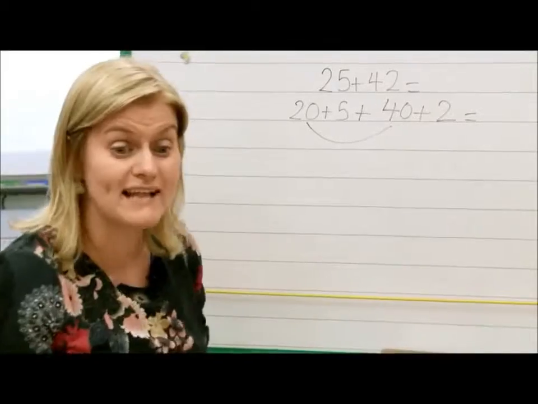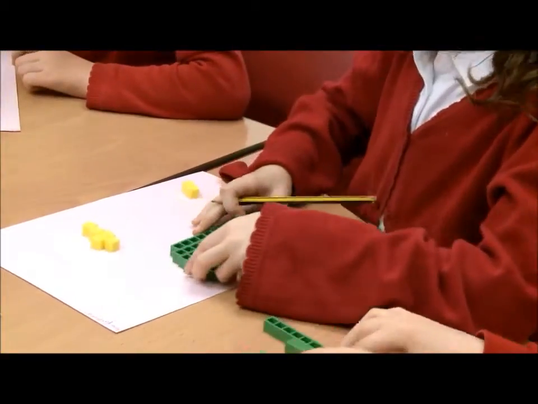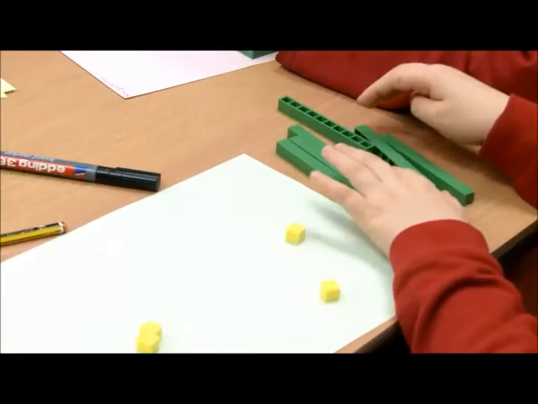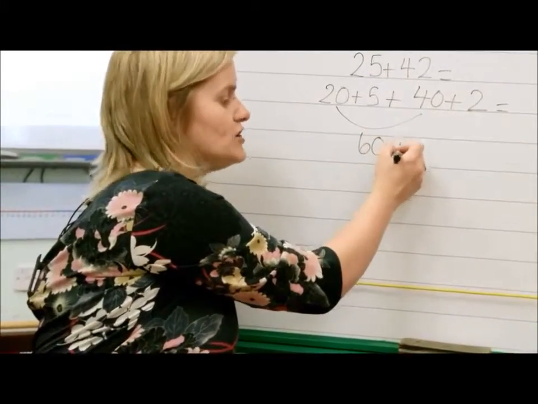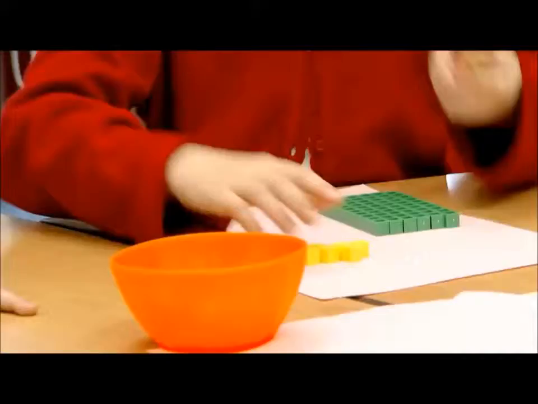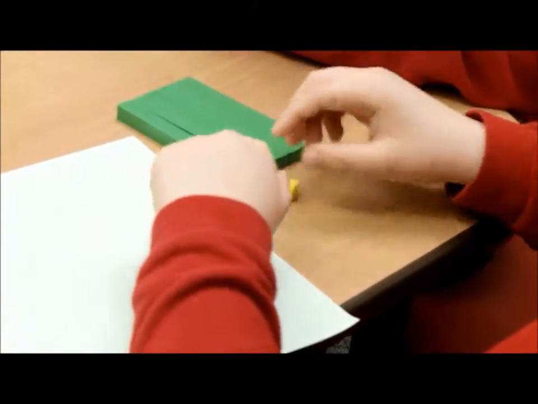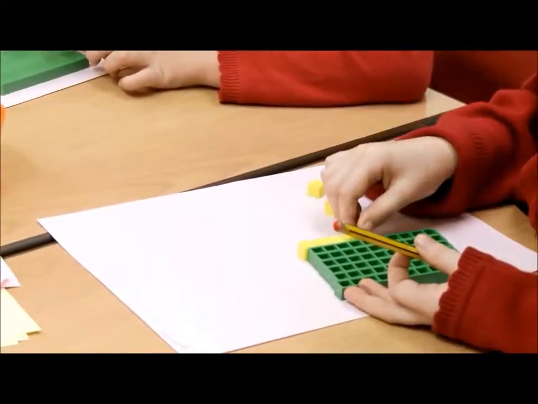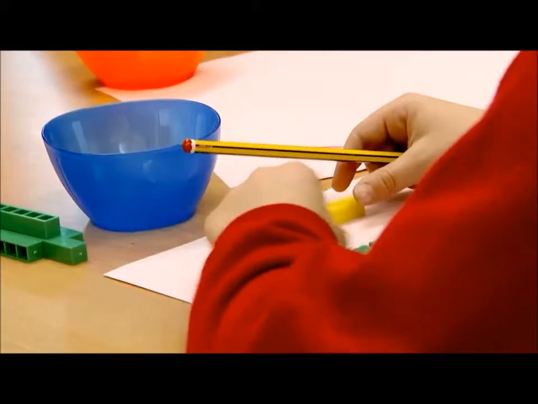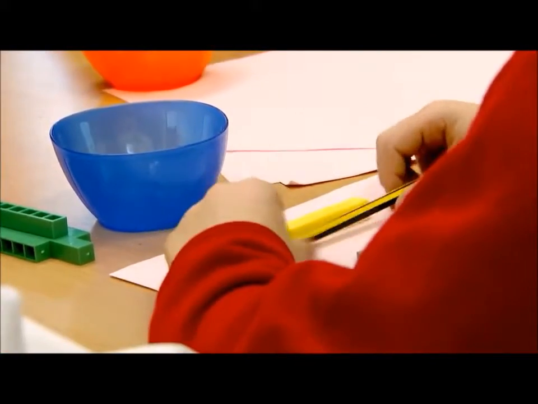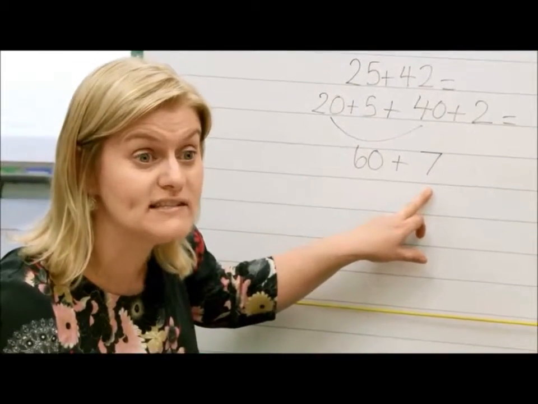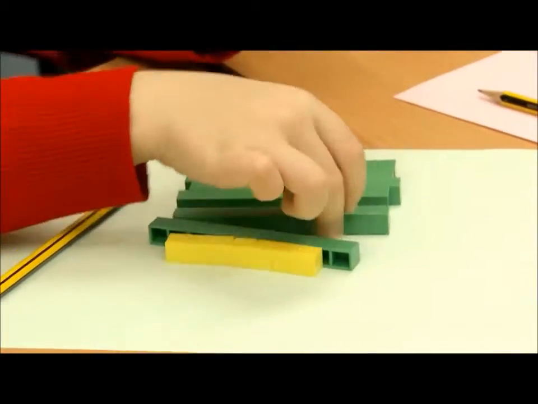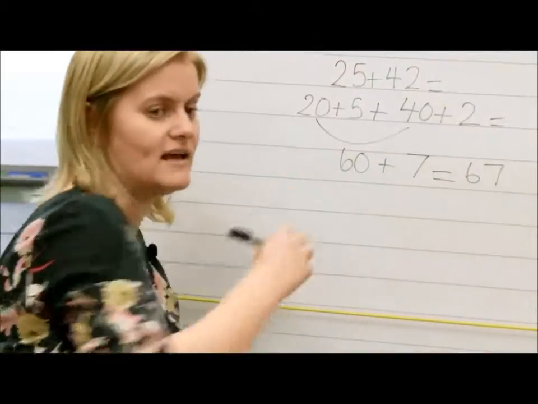So can you put all of your 10s together, please? How many 10s have you got? 6. You've got 6 10s, which is 60. Okay. Now what are you going to do? Well done, Finley. Now I'm going to add my 1s together. 7. Okay, so I've got 6 10s, which is 60. And let's see if everybody's got the same number. 7. So how much have we got altogether? We've got 6 10s, which is 60, and 7 1s, which is 67. Brilliant. Excellent.